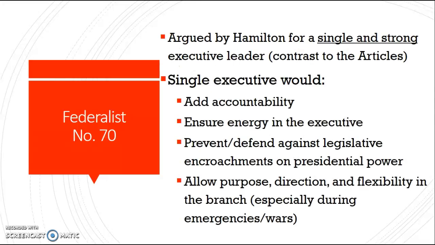Now let's go to Federalist Paper number 70. In this case, this is going to be argued by Hamilton, who's going to be arguing for a single and strong executive leader. And this is very different from the Articles of Confederation, where you don't even have a national executive at all. And keep in mind, they were looking at possibly having a national council made up of various people. But Hamilton's going to say, you know what, if you have one person, it's going to add more accountability as opposed to having a council.